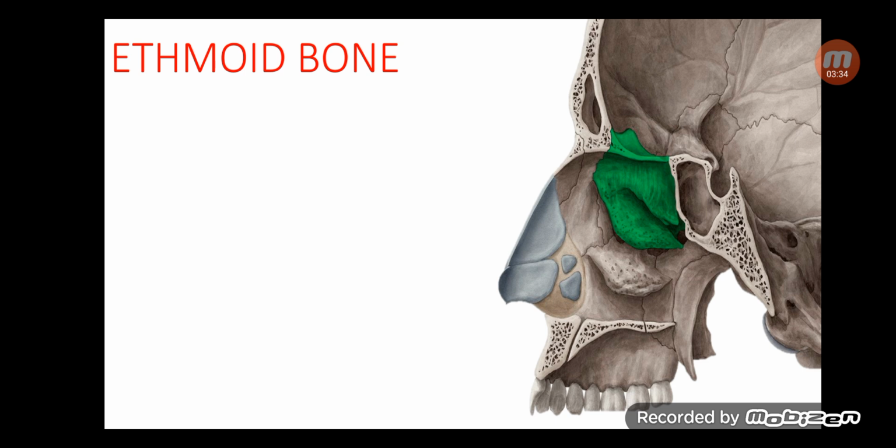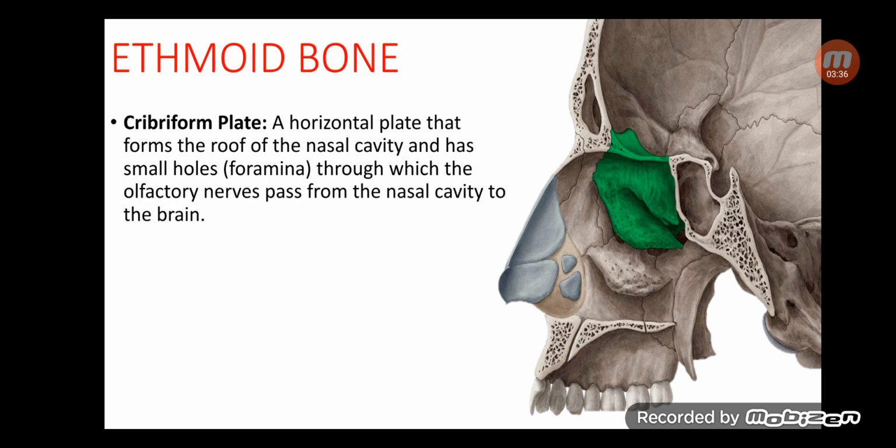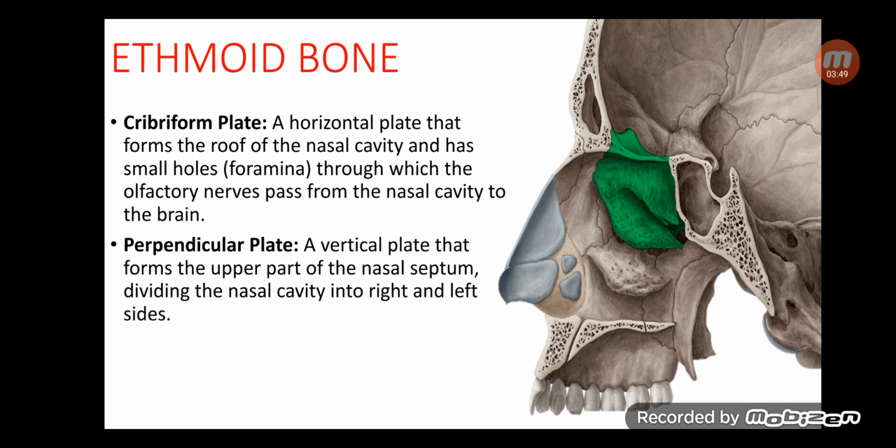Then is another cranial bone, that is the ethmoid bone. It has a cribriform plate, a horizontal plate that forms the roof of the nasal cavity and has small holes that are called foramina, through which the olfactory nerve passes from the nasal cavity to the brain.